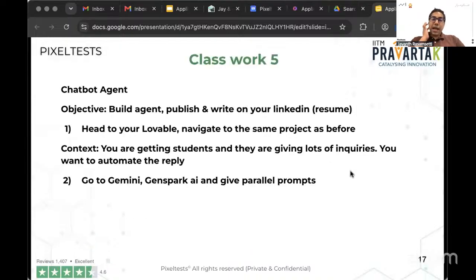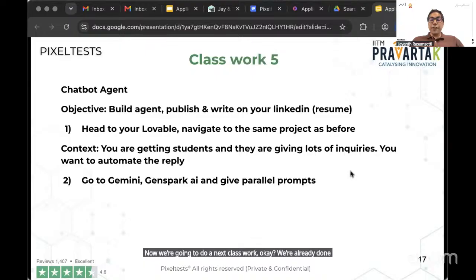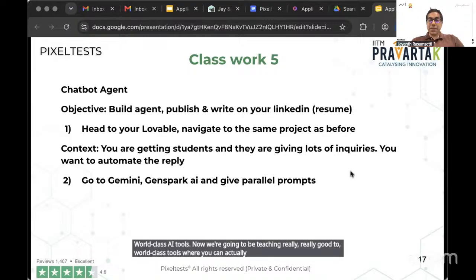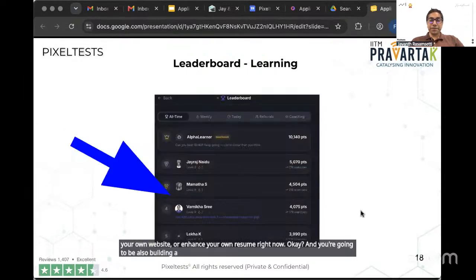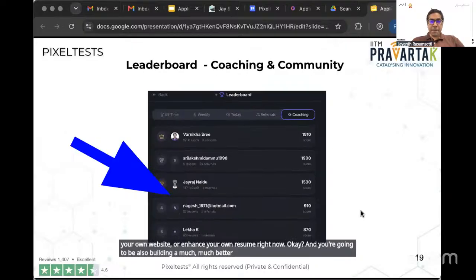Now we're going to do the next classwork. How many of you have used world-class AI tools? Now we're going to be teaching two really good world-class tools where you can prompt the same things and enhance your own website or your own resume right now. And you're also going to be building much better software.